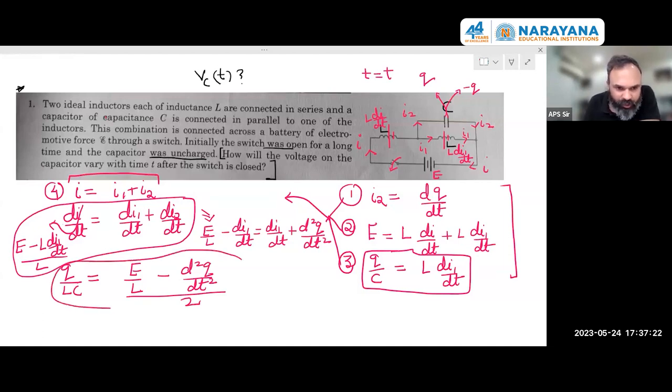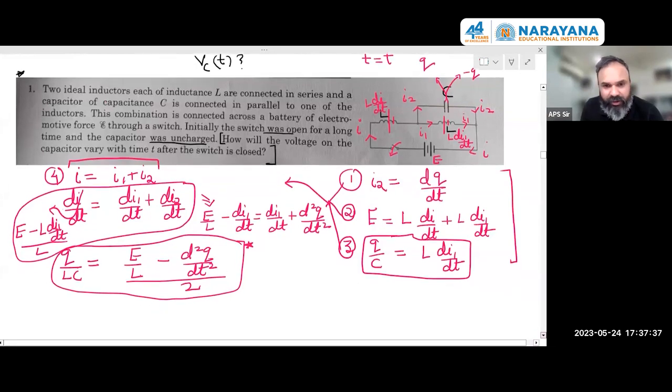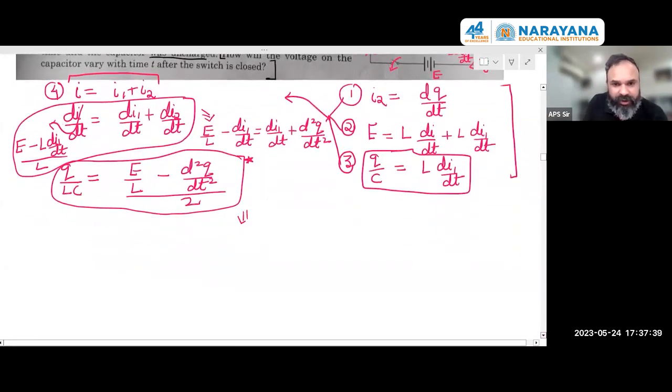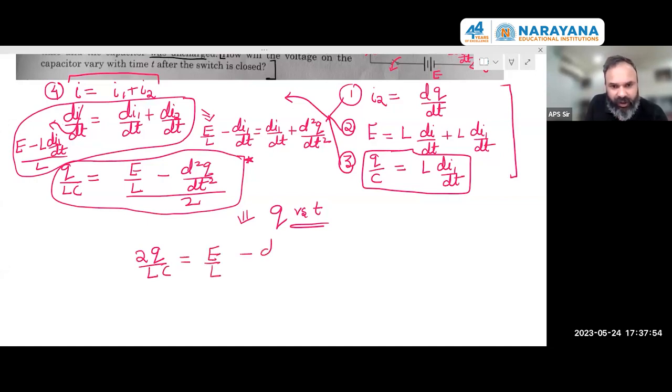Now just focus on this equation that we have written. Q by LC was di1 by dt, and di1 by dt here was E by L minus d2q by dt2 divided by 2. Now we have a single variable which is dependent upon time. So finally, I'm thinking about the q versus t equation. And if you observe this carefully, what you get from this is 2q by LC is equal to E by L minus d2q by dt2.